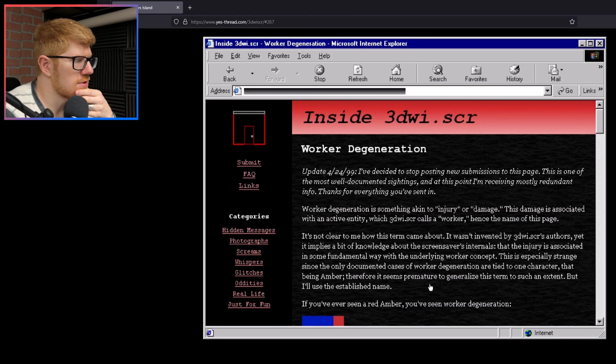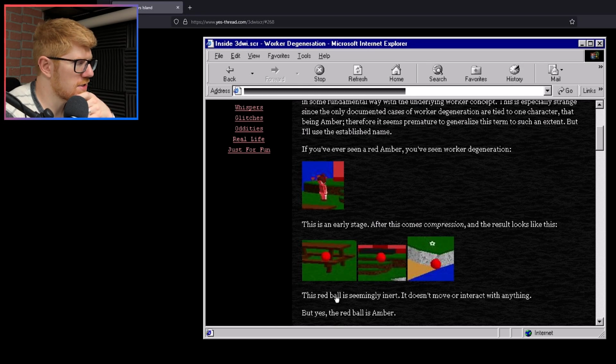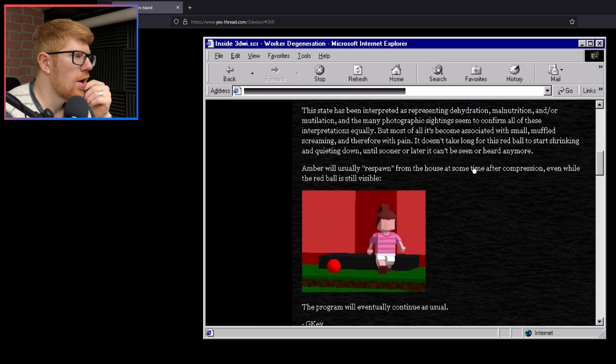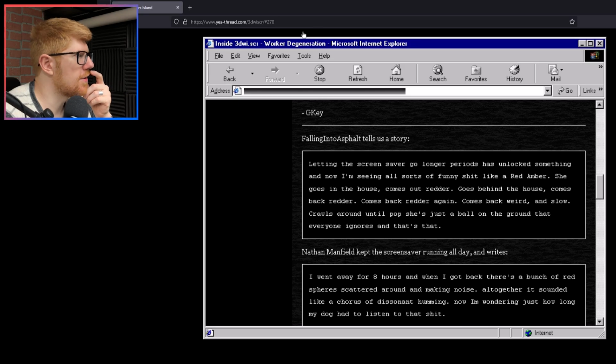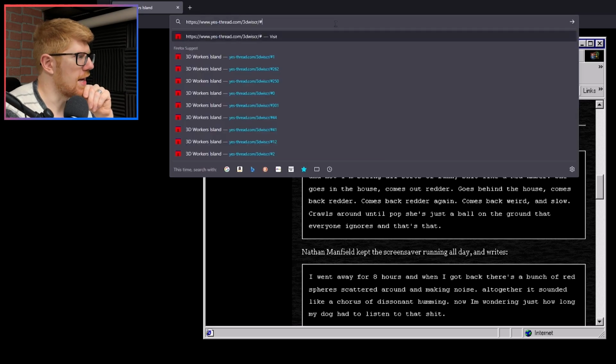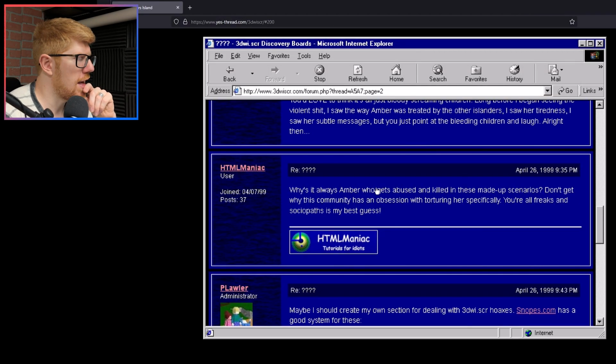Okay, it's clear to me to generate. Stop calling me that. If it's a red amber, yup. Okay, early stage compression. The ball is amber. Red ball pain. Okay, no. This is too late. I need to be earlier. Let's go to 200. Amber is abused and killed in these made-up scenarios.